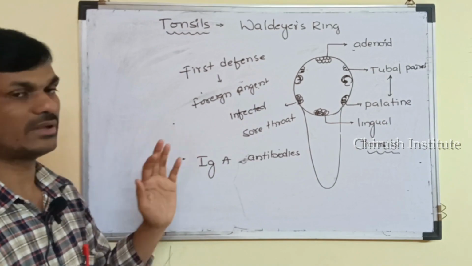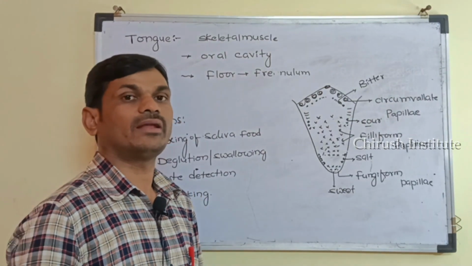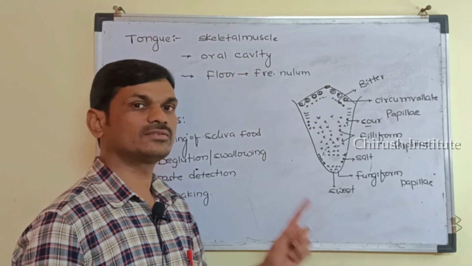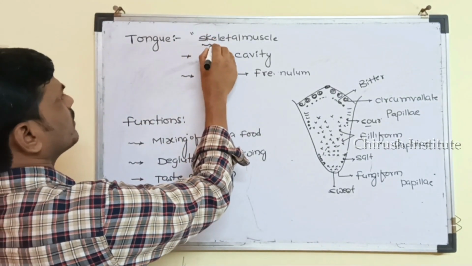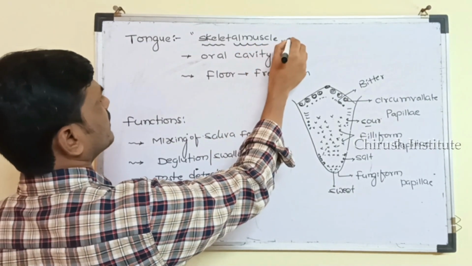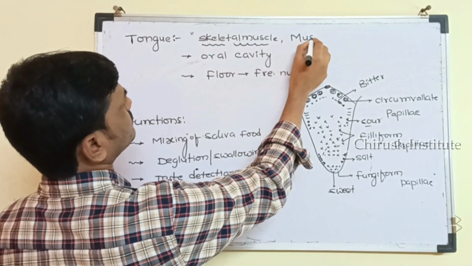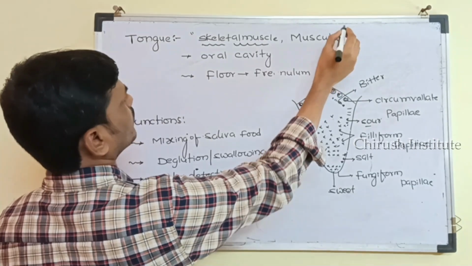This is about tonsils. After the palate, the next part of the oral cavity is the tongue. The tongue is made up of skeletal muscle and is a muscular, movable organ.